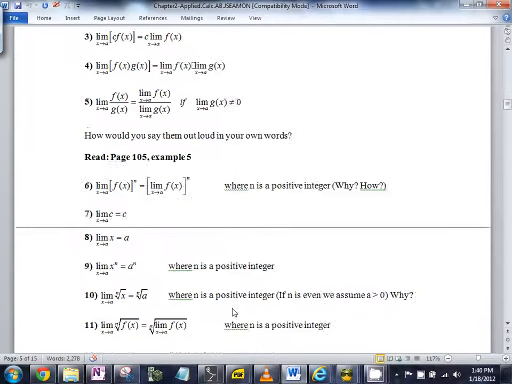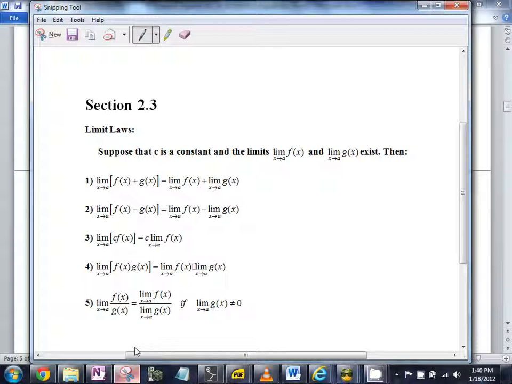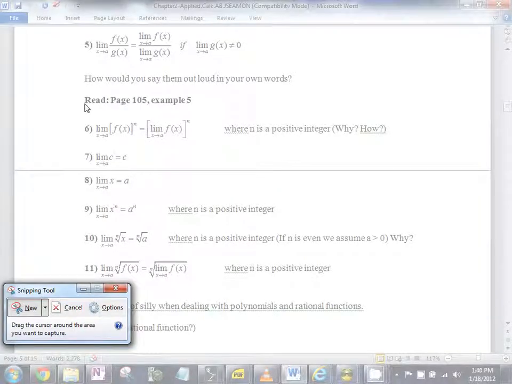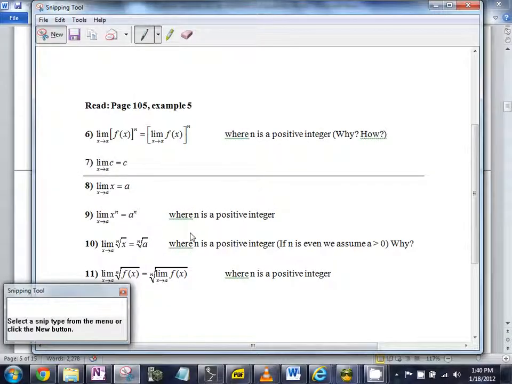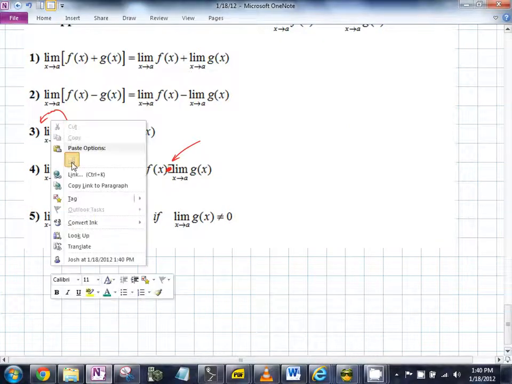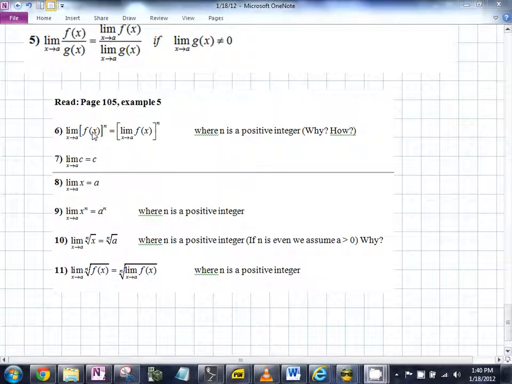You have the limit of something raised to the nth power right there. What can you do instead? You can do the limit and then do what? Do the power afterwards. That is very helpful sometimes. The limit of a constant: if a function is always 5, the limit is always going to be 5. Can you approach anything else?